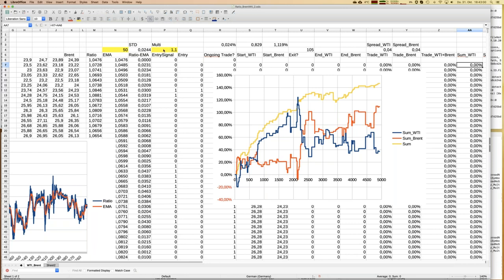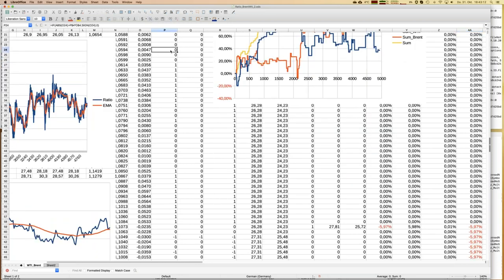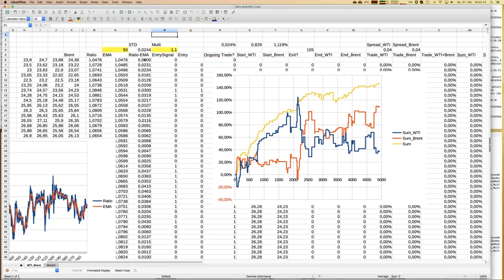In this case, the threshold is not programmed in terms like I described it at the graph, like 0.02. It's a multiple on the standard deviation. But anyhow, that's not really important. Those two parameters are the degrees of freedom of that strategy, and we don't have any more. It's just the EMA period and the threshold. And the threshold here in my case is a multiple of the standard deviation of the difference, but that's only for mathematical reasons.